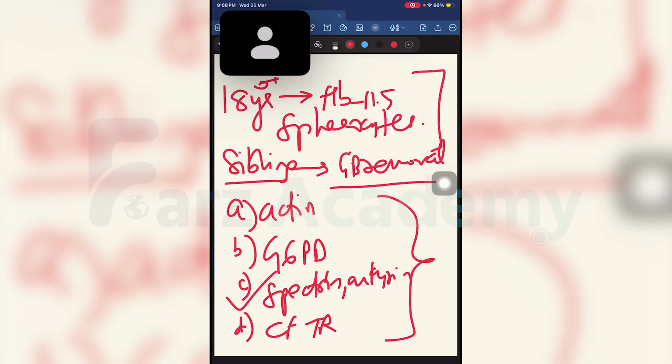Inheritance pattern? X-linked recessive? Oh, autosomal dominant. Autosomal dominant. Very good. What about G6PD? What is the inheritance of G6PD deficiency? It is X-linked recessive. Very good. Can you tell me some other examples of X-linked recessive? One or two more?